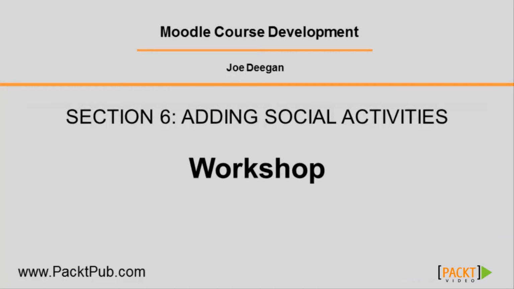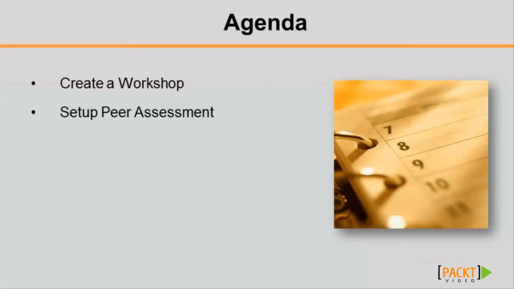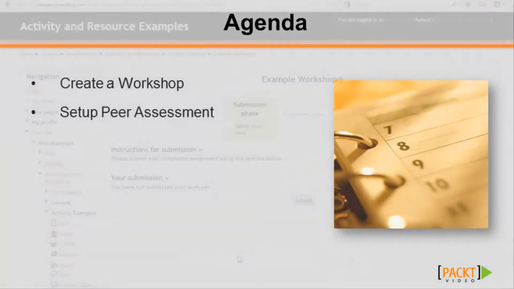Hello, and welcome back to another video in the Moodle Course Development Series. I'm Joe Deegan, and in this video you'll learn how to make your courses more social with peer assessment using the Workshop module. In the last video, you learned how to create collaborative resources in your Moodle courses with the Wiki activity. Now you're going to learn how to use a different type of social activity called a workshop to facilitate peer assessment activities. So let's take a look at an example of a workshop so you can get a better idea of how it can be used.